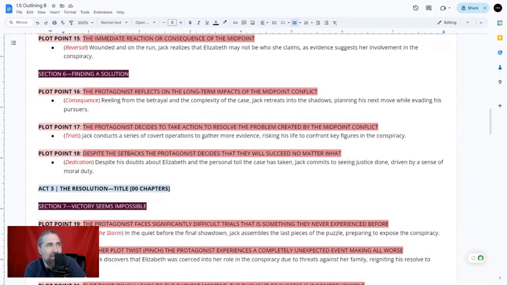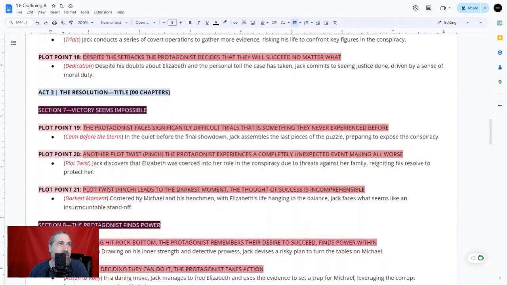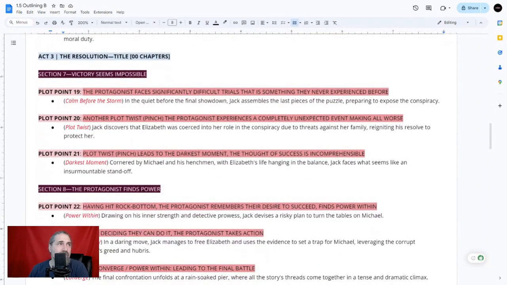So he's like, let's conduct a series of covert operations to gather more evidence, and he risks his life. Despite that setback, when he discovers conspiracies and the like, his doubt about Elizabeth, and the personal toll the case has taken, Jack still commits to seeing justice. He's like, is this worth it? And he's like, yes, it is. Which brings us to Act 3, the resolution.